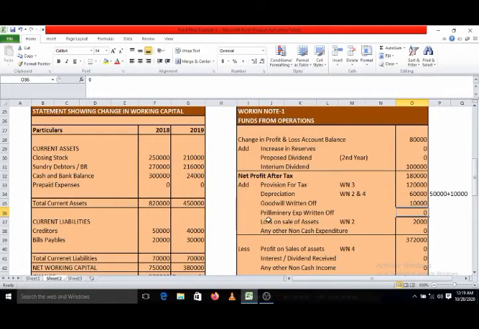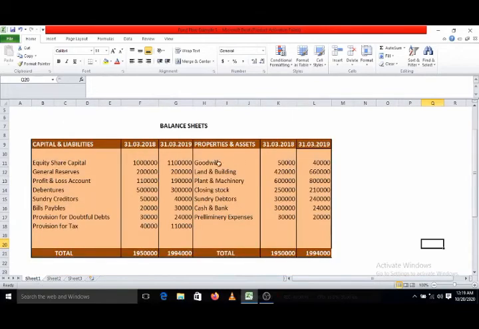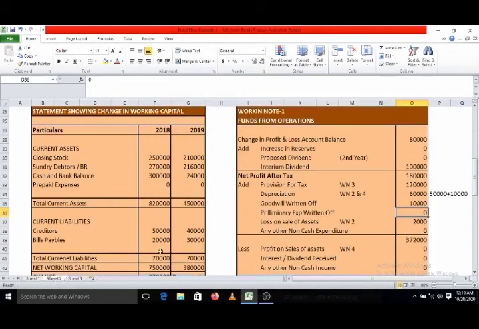After that, what is the preliminary expenses written off? Again go to the example, check the balance sheet asset side, there is a last item, preliminary expenses, first year 30,000, second year 20,000. It means preliminary expenses have been reduced by rupees 10,000. It means preliminary expenses have been written off over the profit and loss account by rupees 10,000. So preliminary expenses written off 10,000. Loss on sale of asset we have already considered.